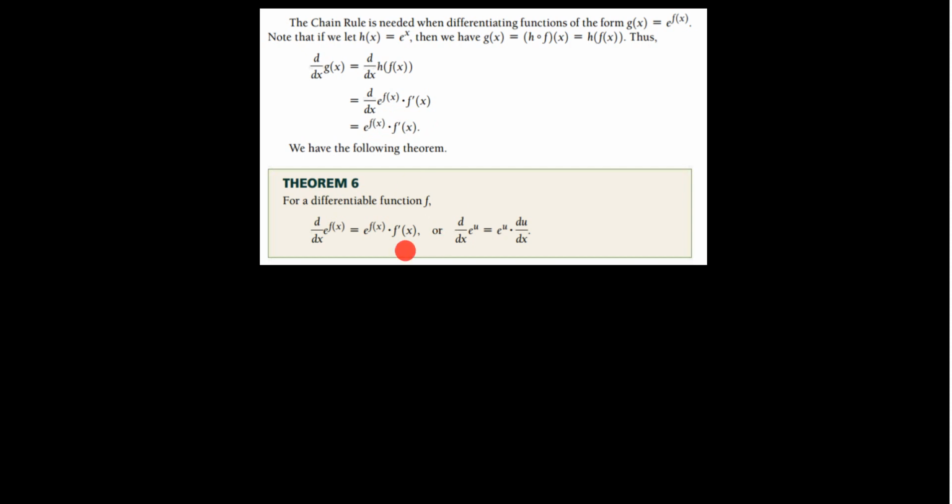And of course, let's see. This part of the theorem is the same as this part. But if I want to take the derivative of some e, and it's not raised to the x anymore, it's going to be raised to some function, okay? We know the derivative of e to the x. That's e to the x. But if we have e to some function, then it just becomes e to that function times the derivative of the exponent.